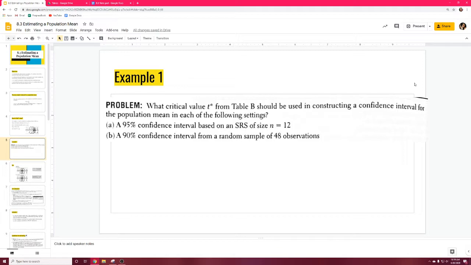They ask: what is the critical value from Table B, which is our t table, that should be used in constructing a confidence interval for the population mean in each of the following settings. Setting A is a 95% confidence interval based on an SRS of sample size n equals 12. The second one is a 90% confidence interval from a random sample of 48 observations. All right, let's go ahead and do that.